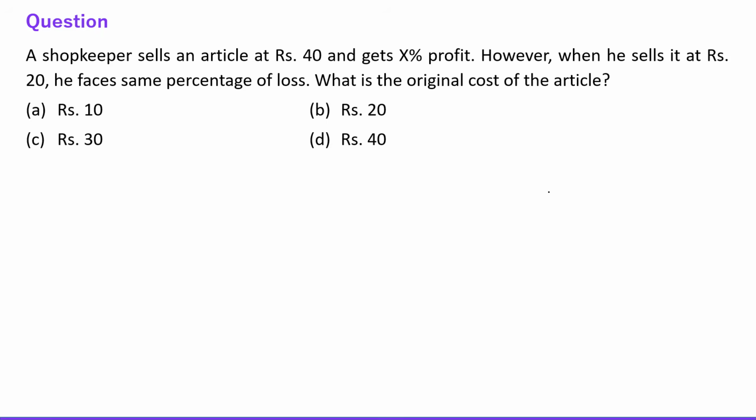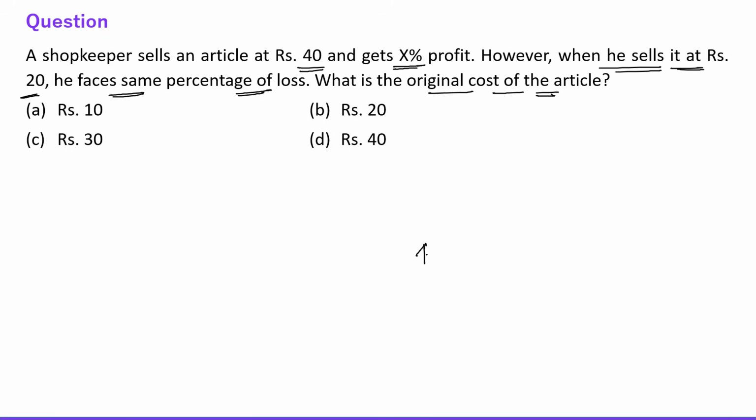Next question says, a shopkeeper sells an article at rupees 40 and gets X% profit. However, when he sells it at rupees 20, he faces the same percentage of loss. What is the original cost of the article?